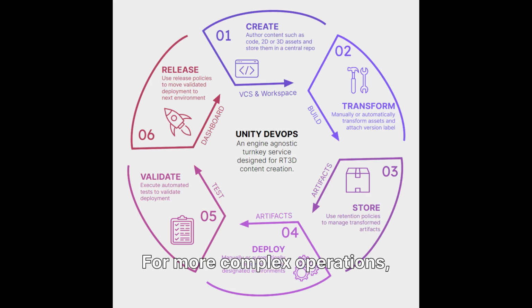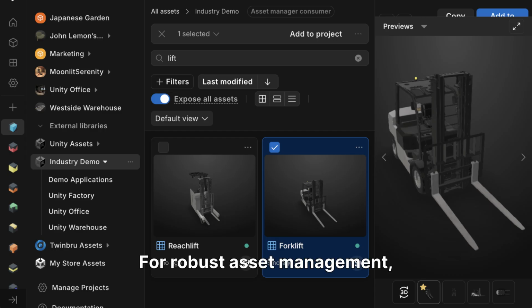For more complex operations, you might want to save and load data persistently. EditorPrefs is a convenient utility for storing simple key-value pairs, ideal for user preferences or small settings that need to persist between Unity sessions. For robust asset management, you have the flexibility to create custom asset importers, allowing Unity to handle unique file types or programmatically modify existing assets using the AssetDatabase class, offering deep control over your project's resources.